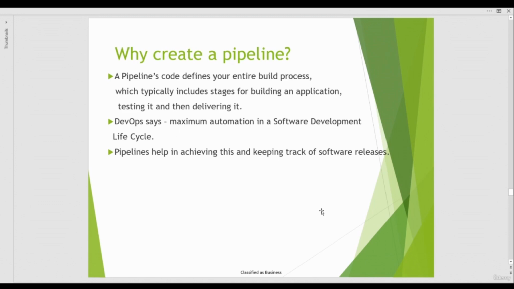DevOps is maximum automation in a software development lifecycle. So we have to maximize the automation so that as a team we all can focus on delivering value to our end users. Pipeline helps in achieving this and keeping track of software releases. So when you have a pipeline, we will have more versioning and more control over the software releases.